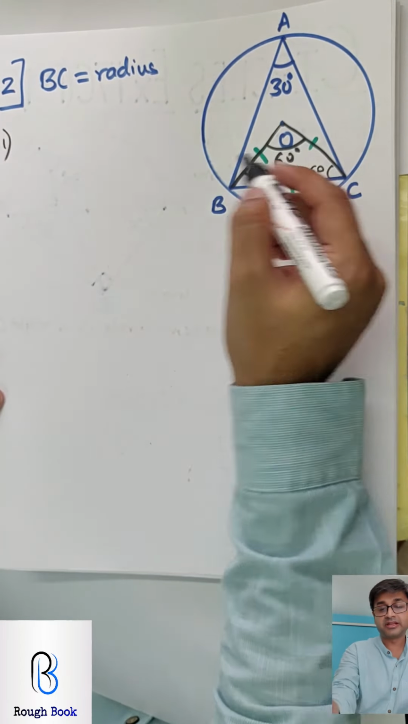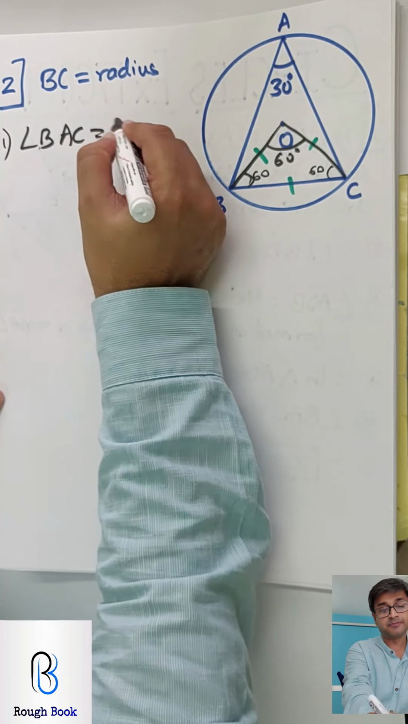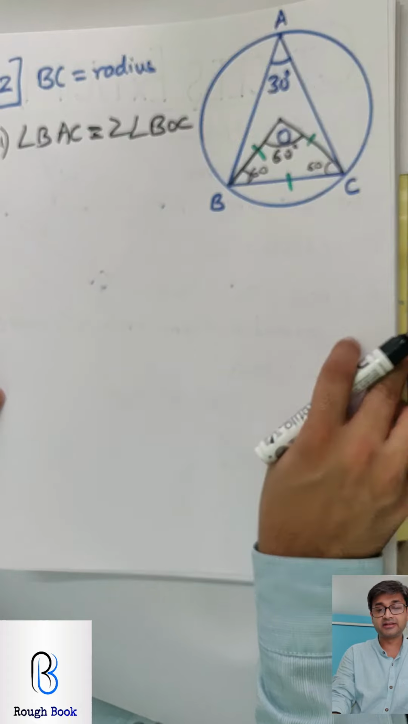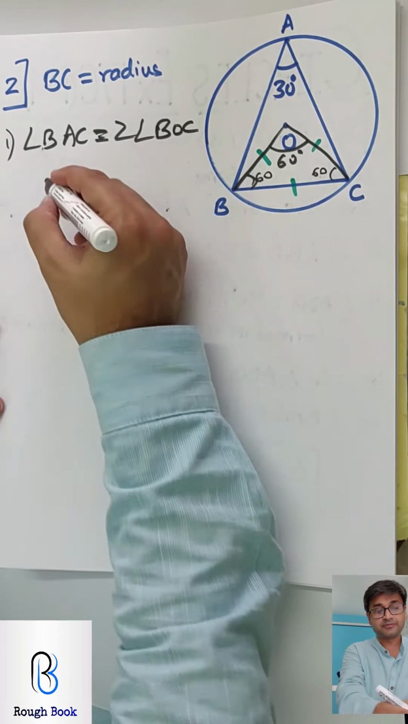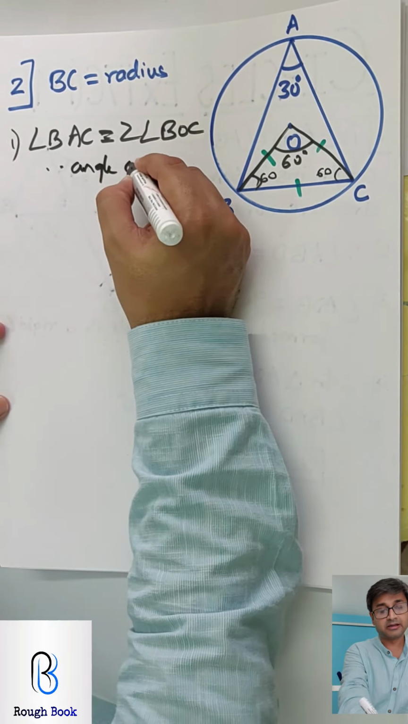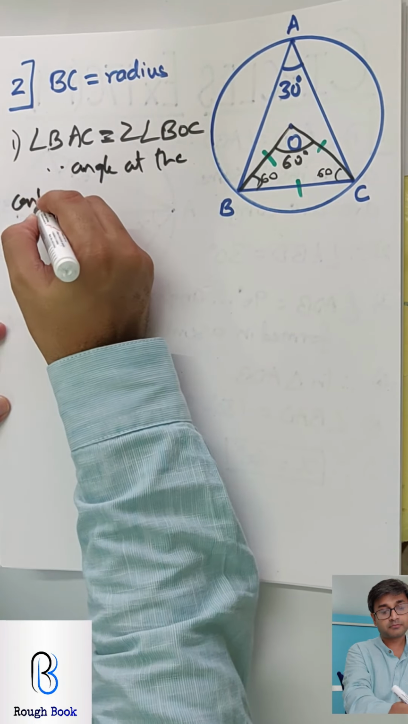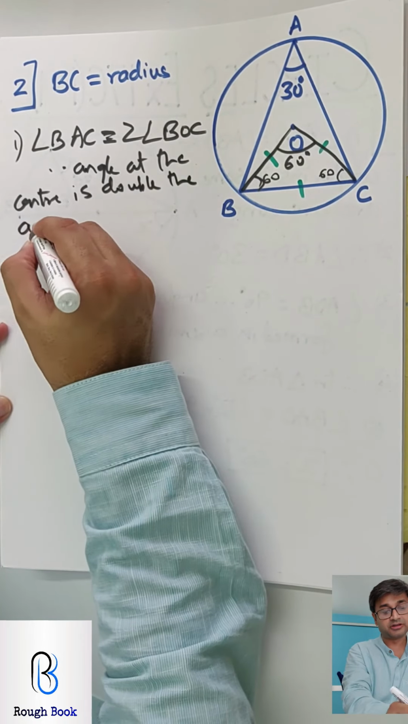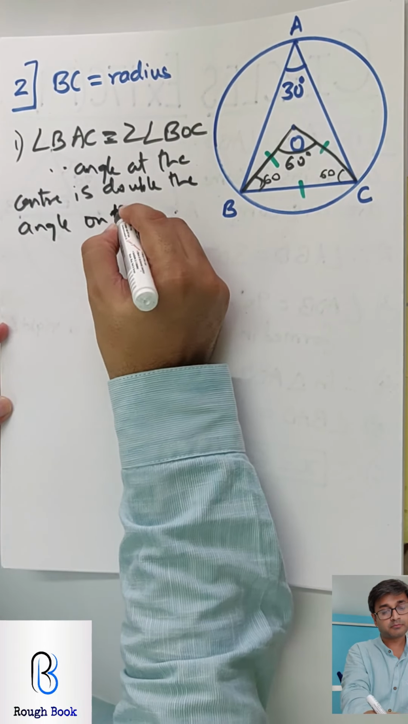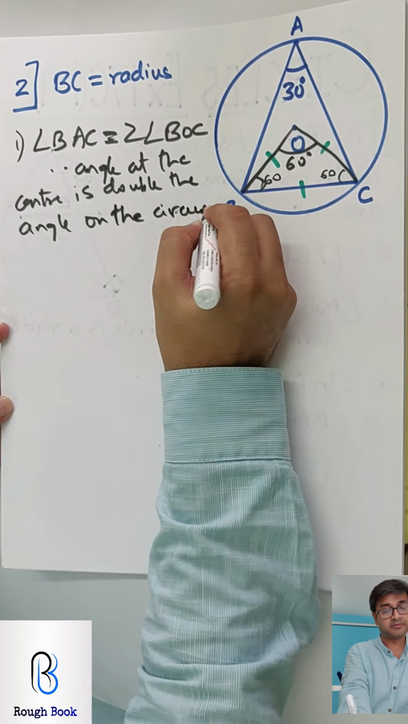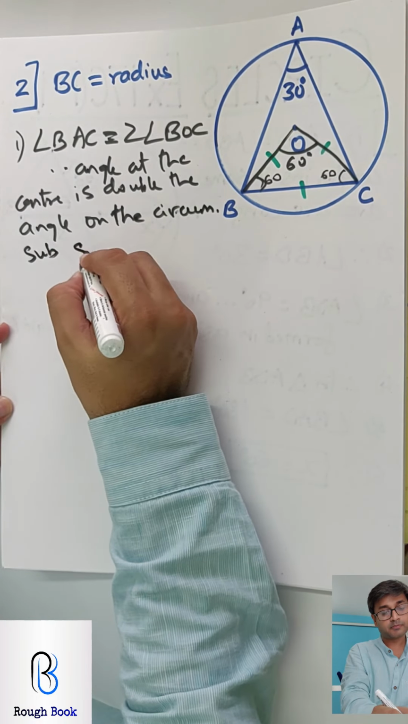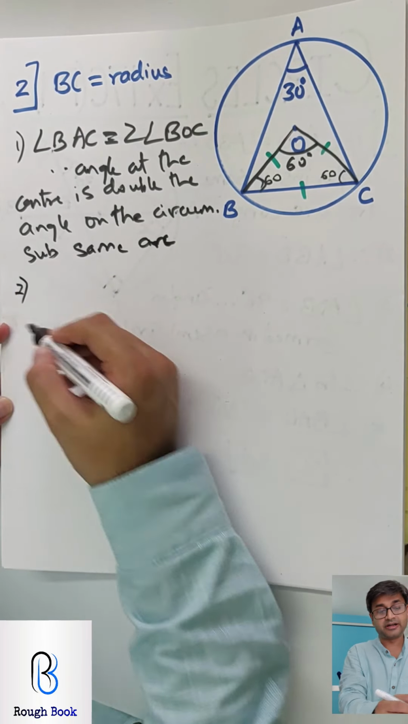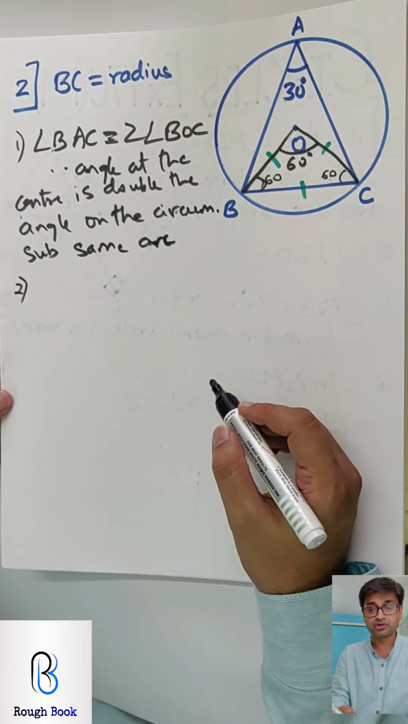So step 1, first get the 60. So BAC double of BOC. Angle at the center double the angle of the circumference. So write the entire statement, angle at the center is double the angle on the circumference subtended by same arc. No shortcuts allowed like this sub and all that. You need to write entire. I don't have place, so I'm just trying to use shortcuts.